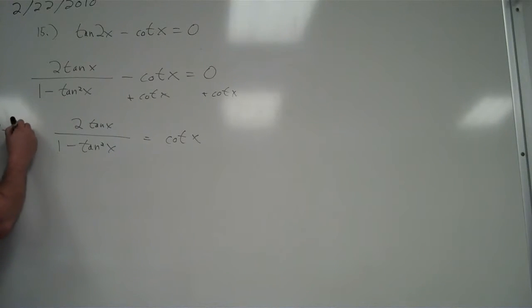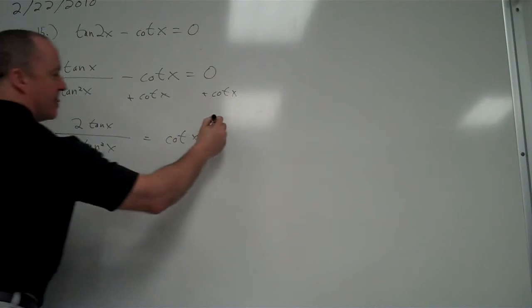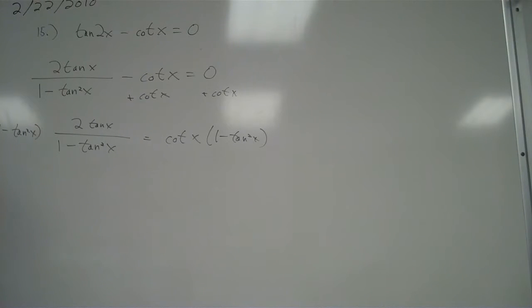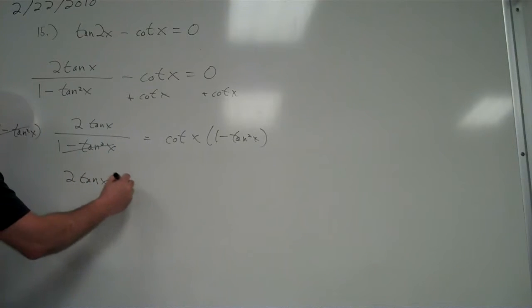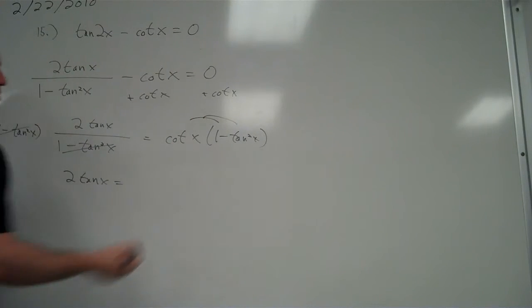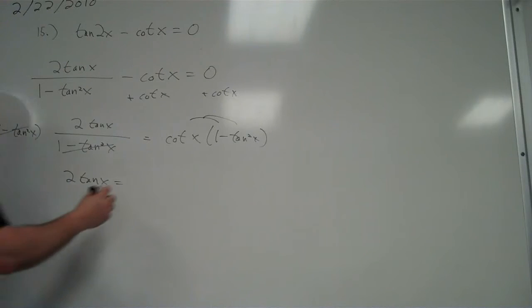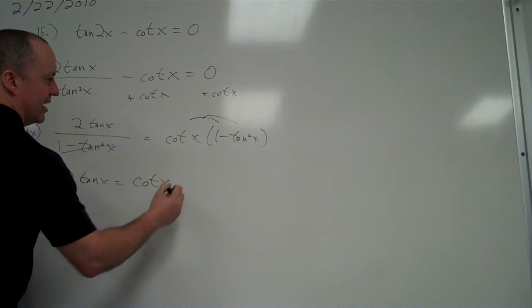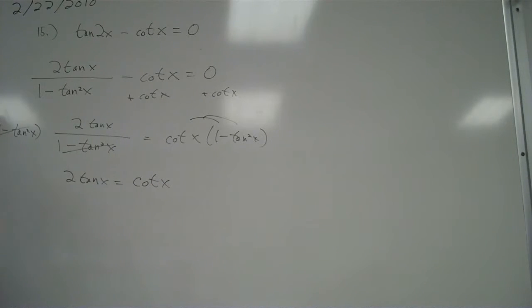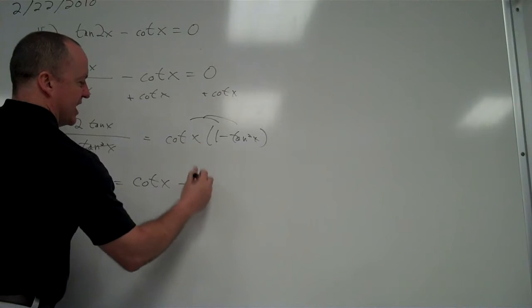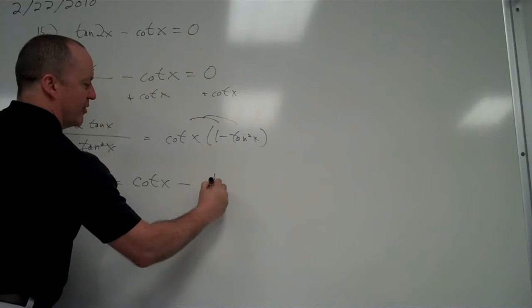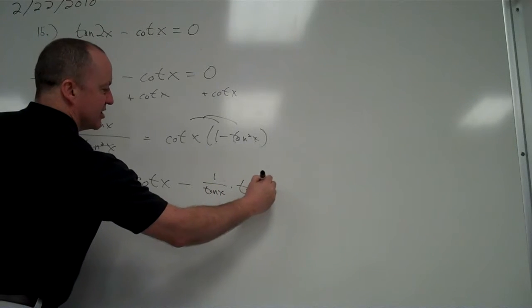I'm going to multiply both sides by 1 minus tangent squared x. And after I do that, what Layla suggested is going to be very important. Advantage here is this cancels with this, and now I have 2 tangent x equals. Okay, now I distribute the cotangent x to each of those terms. What's cotangent x times 1? Cotangent x. Alright, minus, what is cotangent x? Layla, I'm going to take your advice here. I'm going to write this as 1 over tangent x times tangent squared x.